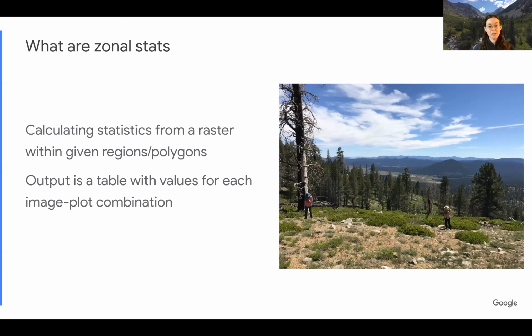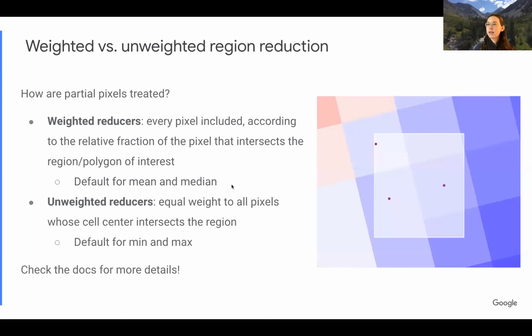And as we know, the way to do zonal statistics in Earth Engine is with reducers. So there are weighted and unweighted region reductions. The info in this slide is actually covered at the end of the chapter, but we're bringing it up here because it's actually pretty important and relevant to the theory. So a question that came up for us when digging into this topic was how partial pixels are treated. And that depends on whether you're using a weighted reducer or an unweighted reducer.